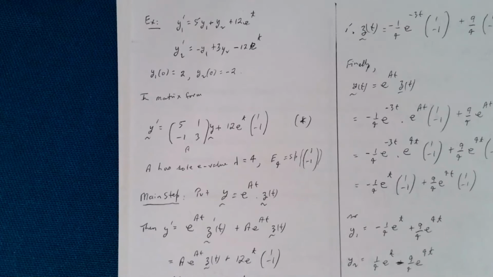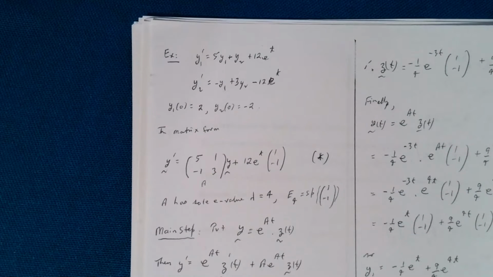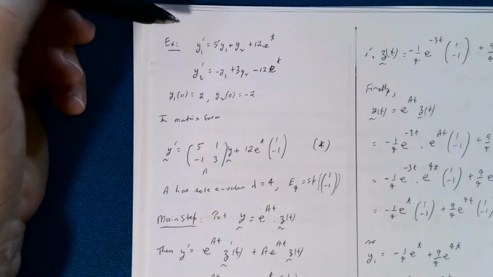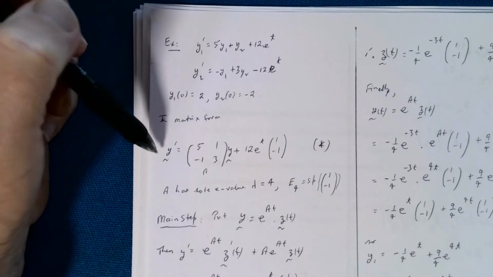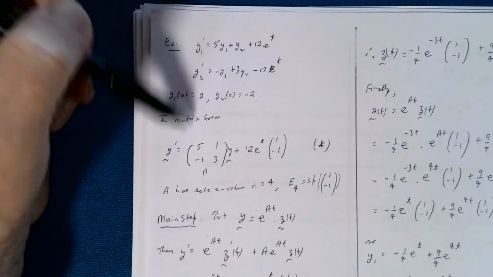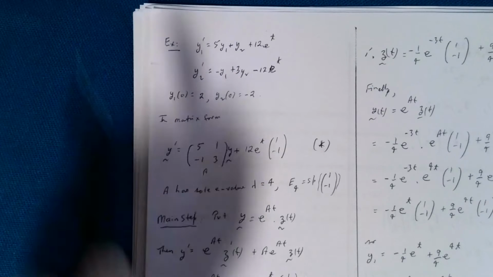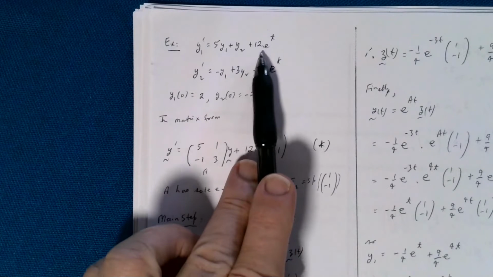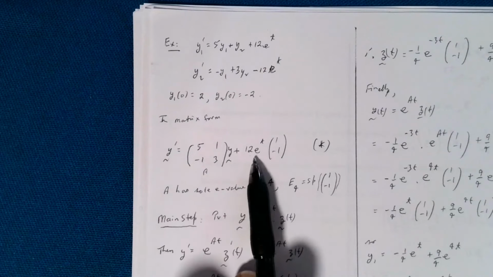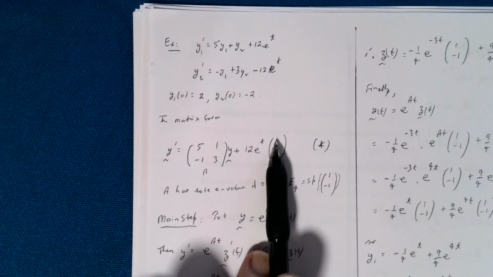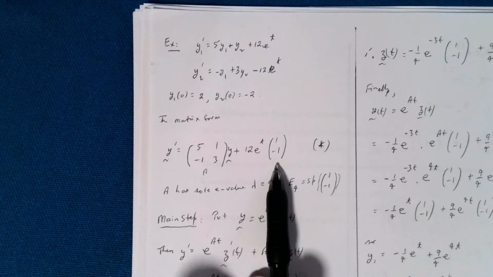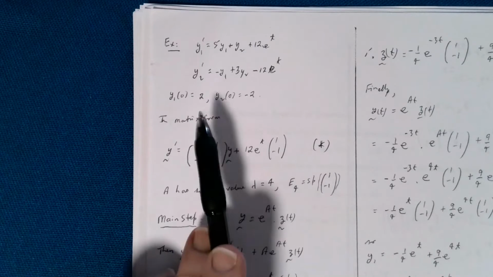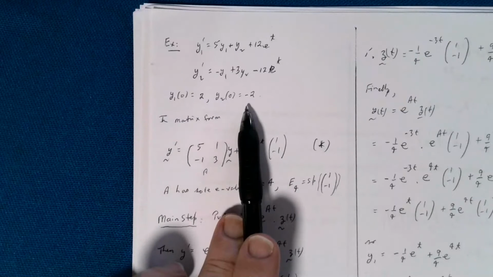And of course our first step always is to write everything in matrix form. So again, we're going to put vector y to be y1, y2, and then y dashed will be this matrix, the coefficients come from here, times y. And we've got this extra forcing term here, and I can factor out an e to the t, and write this as 12e to the t times the vector 1, minus 1. And let me just note that equation. Of course, we've got initial conditions. y of 0 is the vector 2, minus 2.